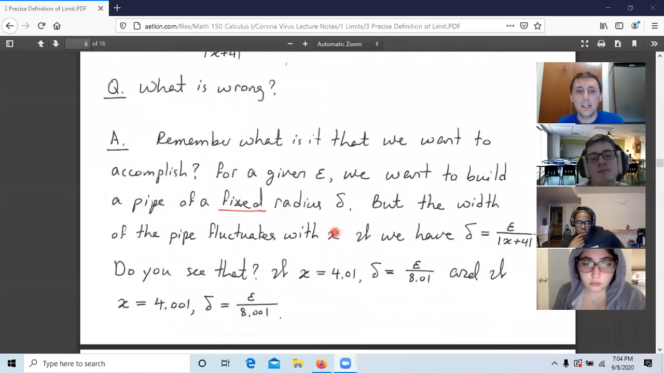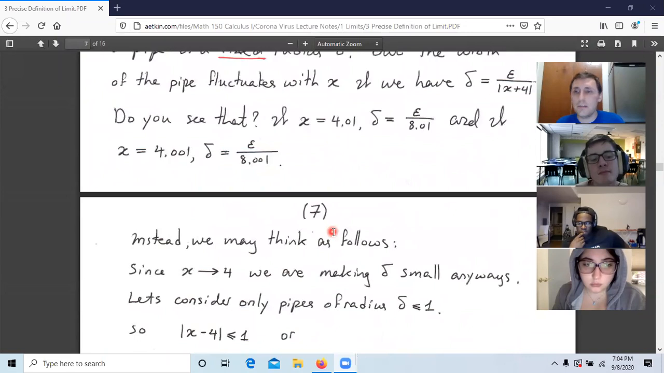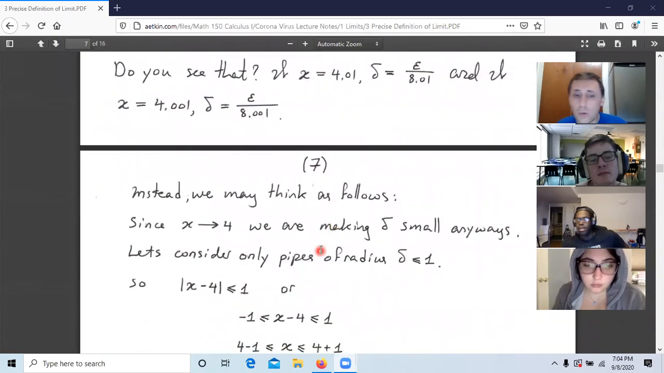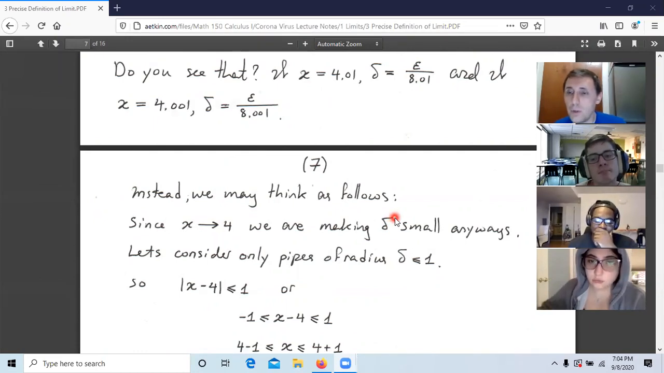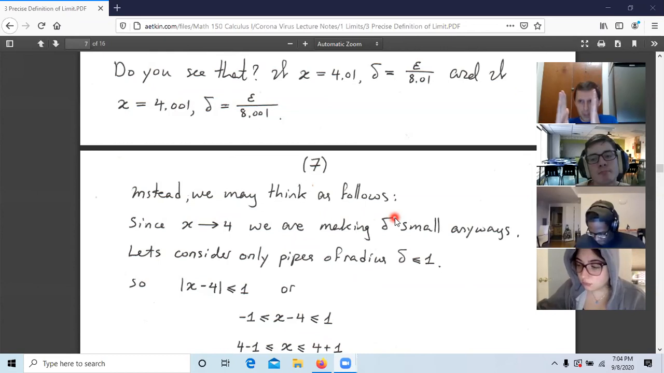Here is the argument again, okay? This is the trick that we can use here. We don't want x plus 4 at all. We want a number. So what we are going to do is insist the following. Since x goes to 4, I can make delta no larger than a particular value. I will choose delta less than or equal to 1. I'm saying that because the input pipe is supposed to be narrow around 4, correct?